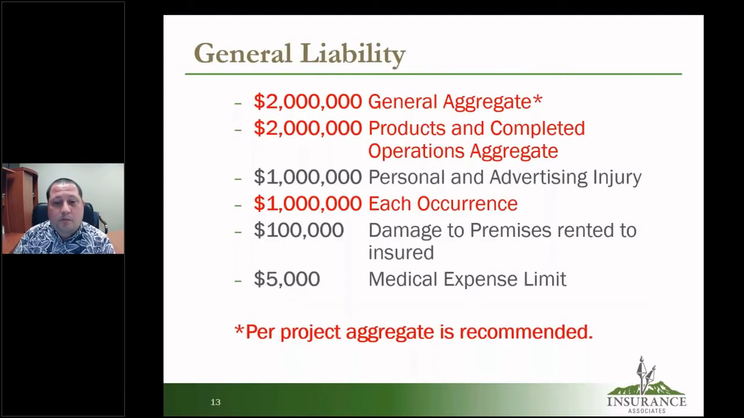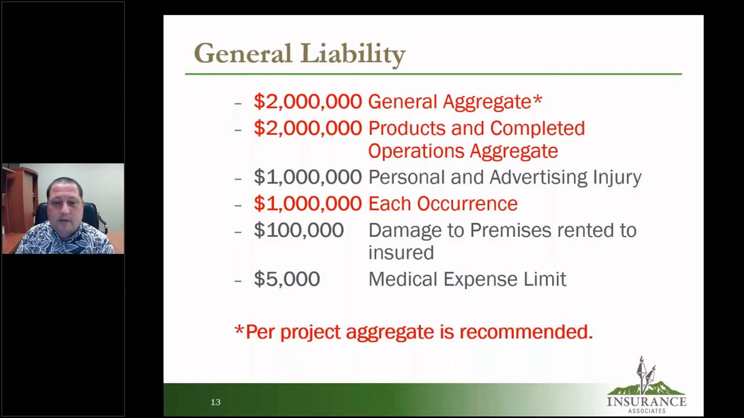Now I'm going to go over the policy limits on your normal CGL policy. These policy limits have been the standard since 1988 and probably need to be updated, but until they do get updated, we have umbrella policies that will provide excess coverage.